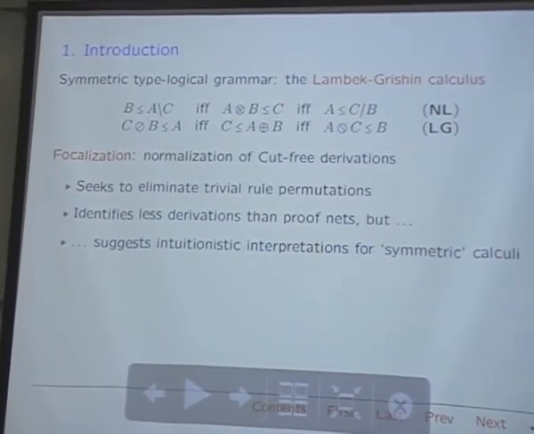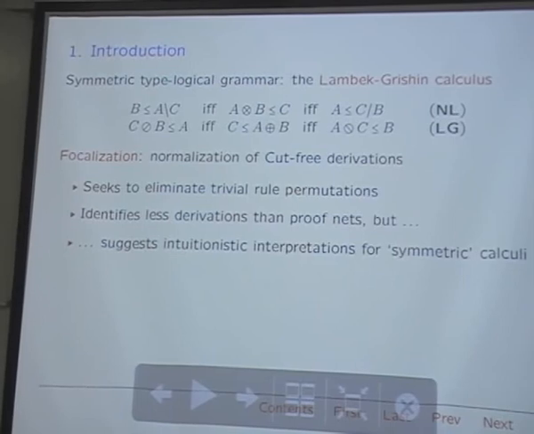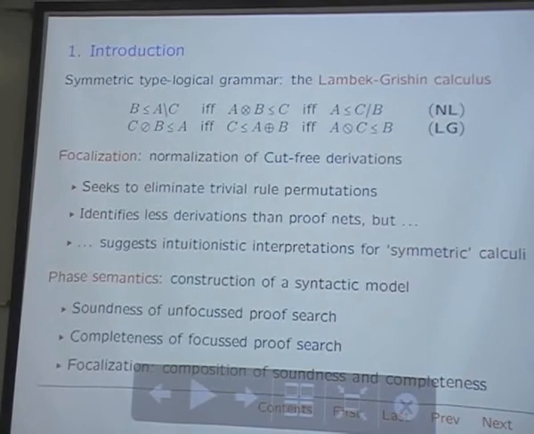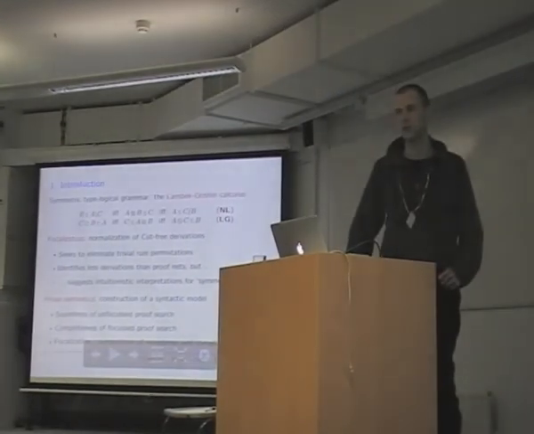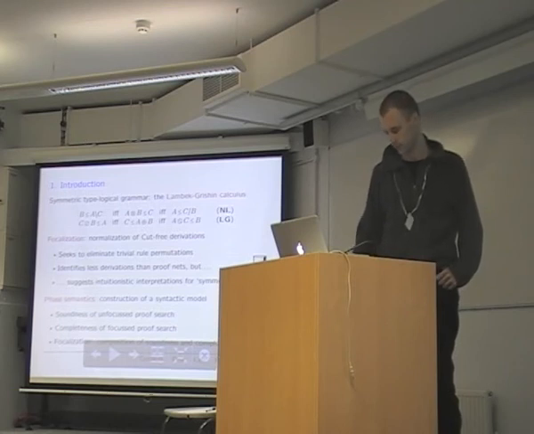My agenda for this talk is as follows. First, I intend to come up with a conception of focused proofs or normal form proofs for the Lambek-Grishin calculus. Second, I intend to demonstrate normalization in the sense that every provable sequent has in fact a focused proof. The latter aim I intend to realize using a semantic argument. In particular, I will construct a kind of syntactic model from which normalization results by composing soundness for unfocused proofs with completeness for focused or normal form proofs.